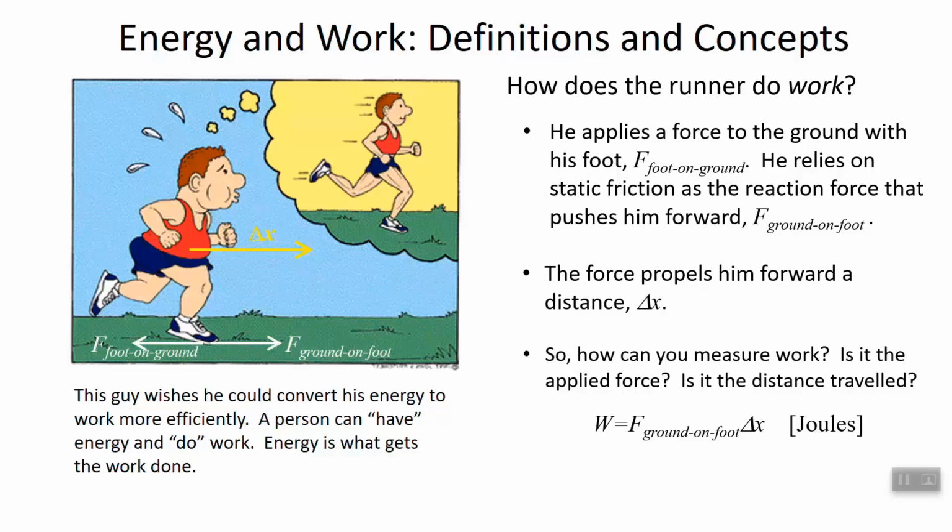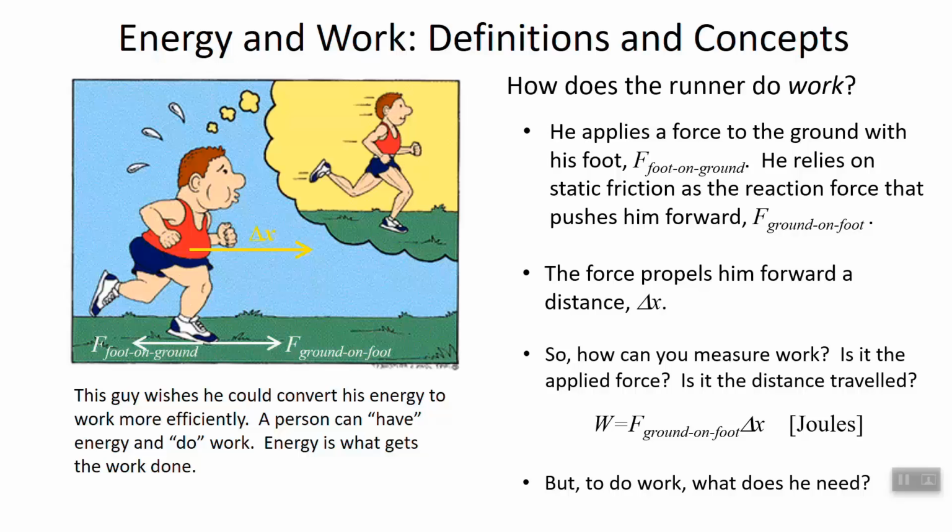Work has units of joules. Work and energy are dimensionally equivalent. Energy is in joules, work is in joules. And this is important because work is a measure of energy expenditure. If you spend a certain amount of energy, you can get a certain amount of work done. So if I spend 10 joules of energy, I might just achieve 10 joules of work. If this guy is going to get where he's going, he's going to do a lot of work.